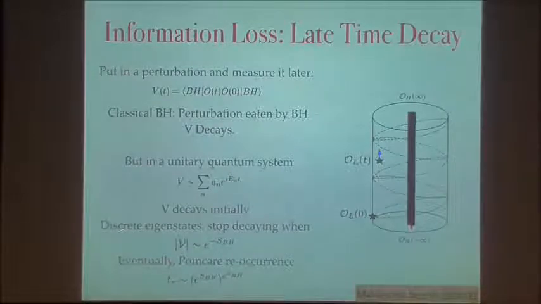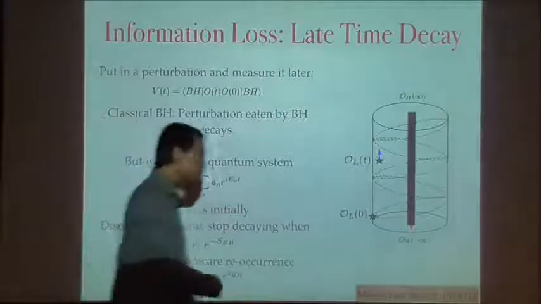But you can already see that whichever argument you choose, you cannot believe that this V should decay indefinitely. So this is our first signature of information loss: this correlation function should decay.